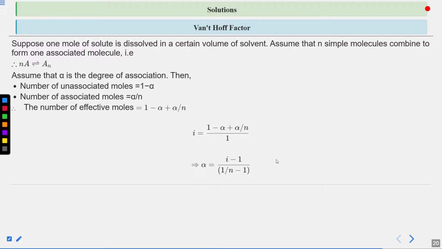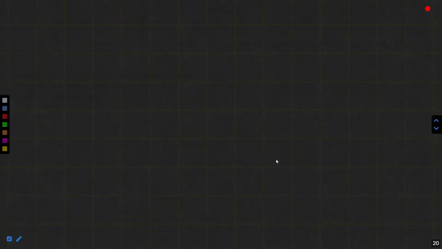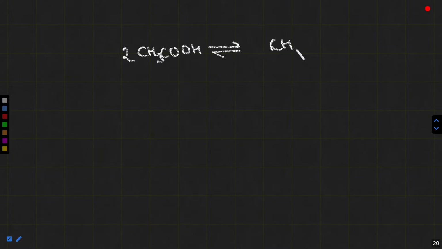Okay, so what is the meaning of effective? Let us try to understand this whole thing in a much more detailed manner. Suppose we take the case of acetic acid. We have taken the example of acetic acid initially, and we have seen that it was dimerizing, meaning two molecules were coming together and forming one single entity. Very well. So what we can say, if we divide this whole thing by 2, then we will get 1 by 2, right?